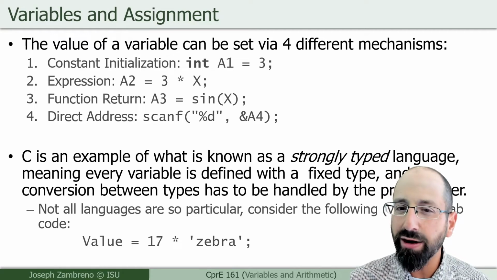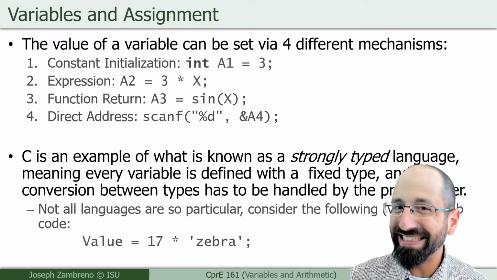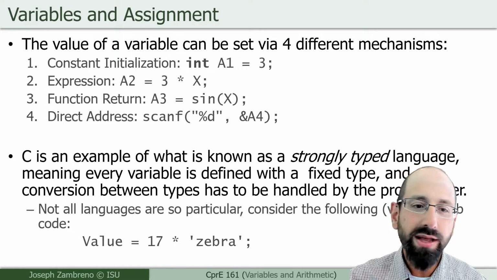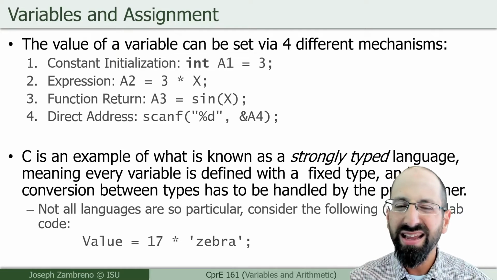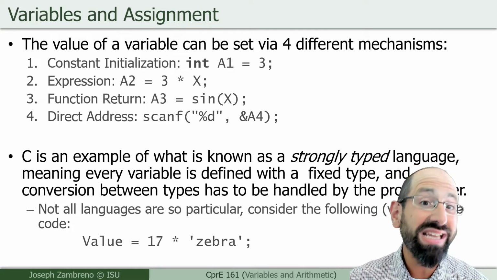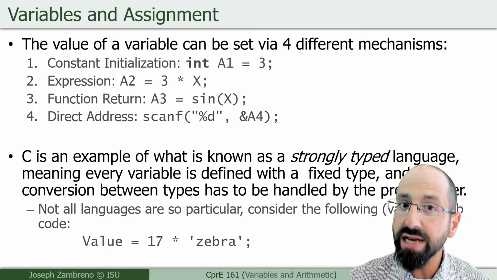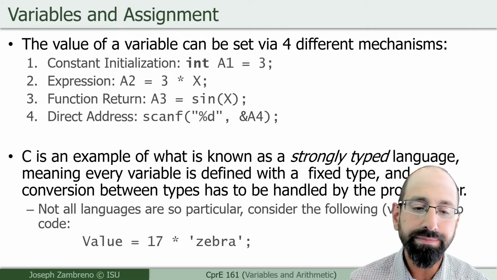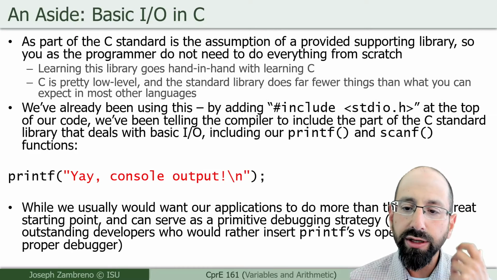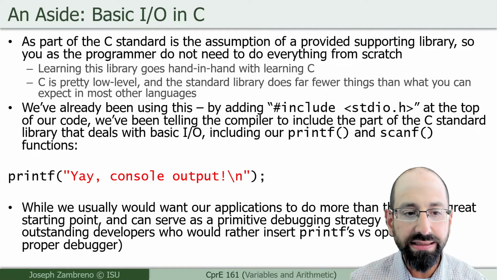Not all languages require that much care. This example is a little nonsensical, but it's an example of MATLAB, which would allow you to take the value of zebra as a string and multiply it by 17. The result may be nonsensical, but the language syntax allows you to do that. C would not allow you to do that. You would get a syntax error if you tried that in C. I think we're ready really to talk briefly about basic I/O in C.